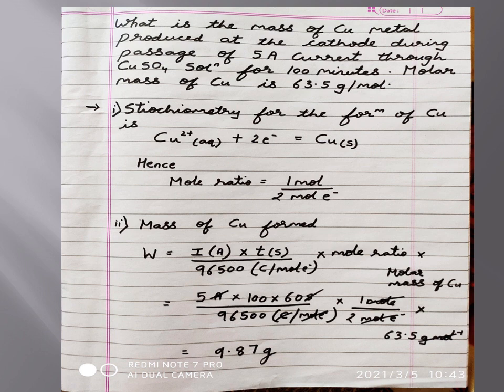So students, substituting all the values that are given, when we simplify this, we get the answer 9.87 grams. So students, 9.87 grams of copper is deposited at the cathode. Now students, you all even need to know that the unit for mass is grams. So you all have to write down the unit for mass, that is grams.